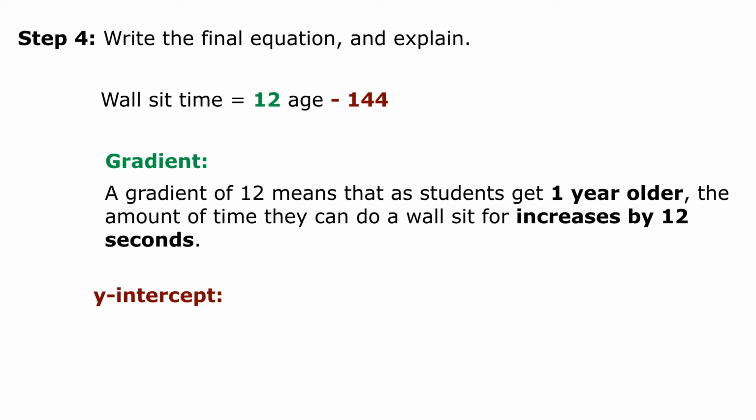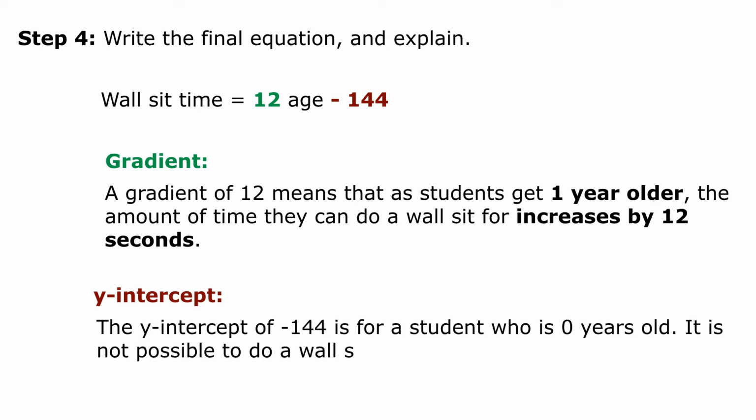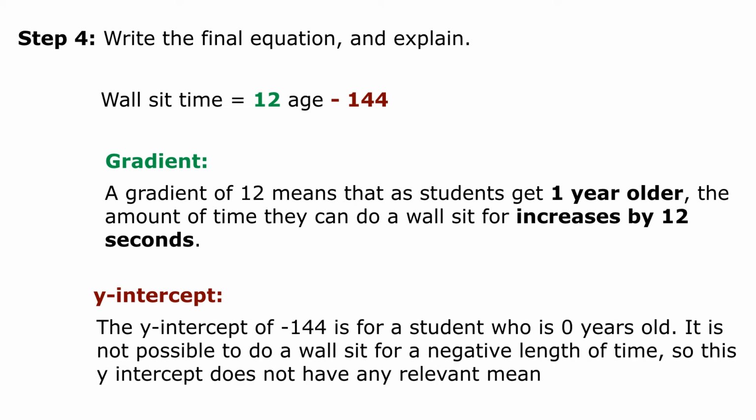Now we need to explain the y-intercept. And so we've got a y-intercept of negative 144. And that's for a student whose age is 0 years old. So remember, it's always when your x value is 0. So in this case, it's the age. So it's not possible to do a wall sit for negative 144 seconds. So in this case, it's another example where our y-intercept doesn't have any relevant meaning here.